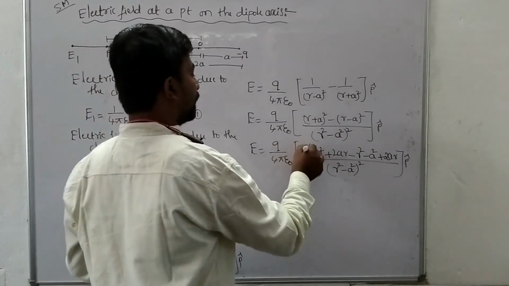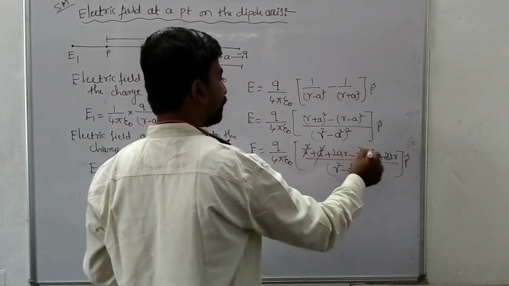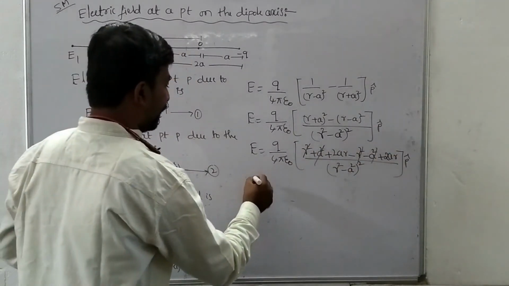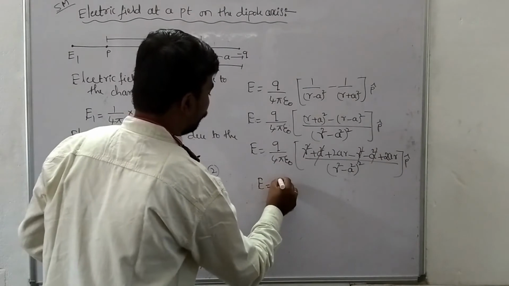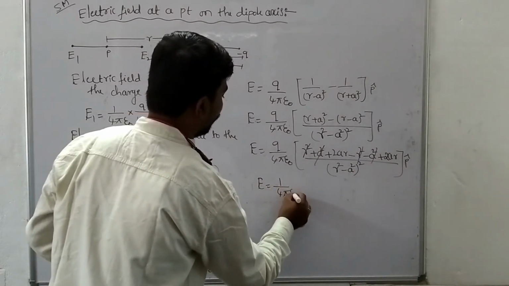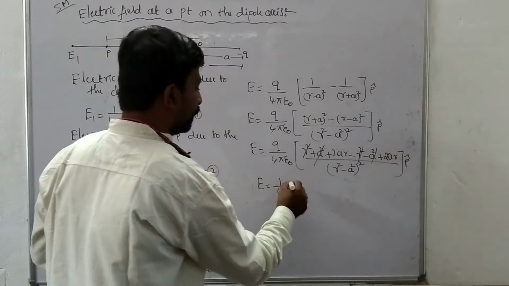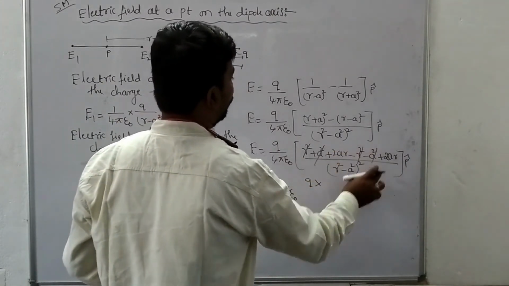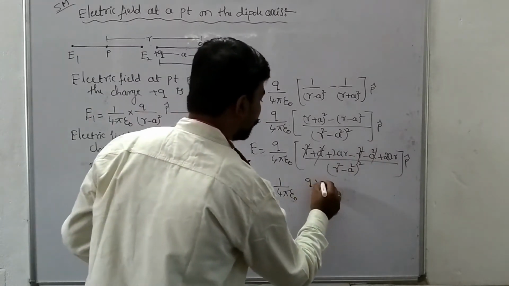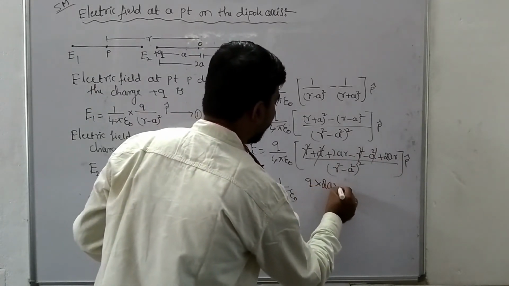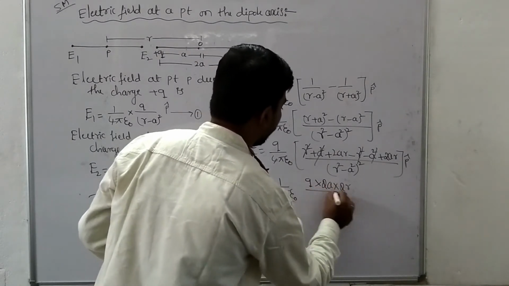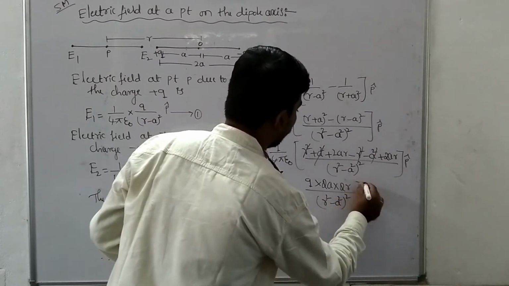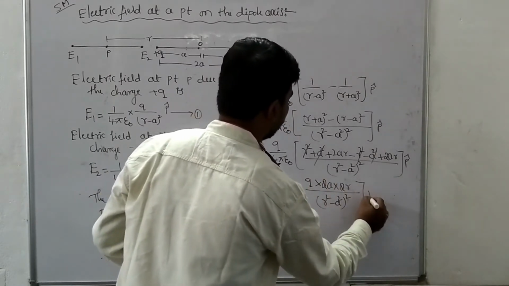Now R square and R square cancel, A square and A square cancel, and 2AR plus 2AR is 4AR. So E is equal to 1 by 4 pi epsilon naught into Q as it is, into 2AR plus 2AR, which is 4AR. So I write this as 2A into 2R divided by R square minus A square whole square into p cap.